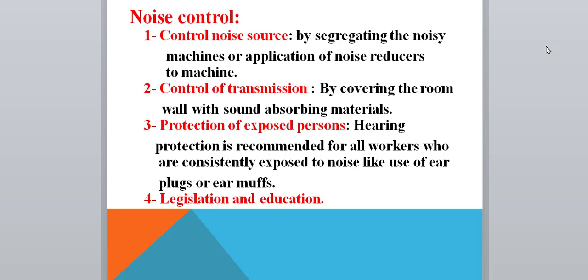Number two, control of transmission. We have to prevent the transmission of noise from any machine or any source by covering the room walls with sound absorbing materials. Number three, protection of the exposed person. Hearing protection is recommended for all workers who are consistently exposed to noise, like the use of earplugs or ear muffs.